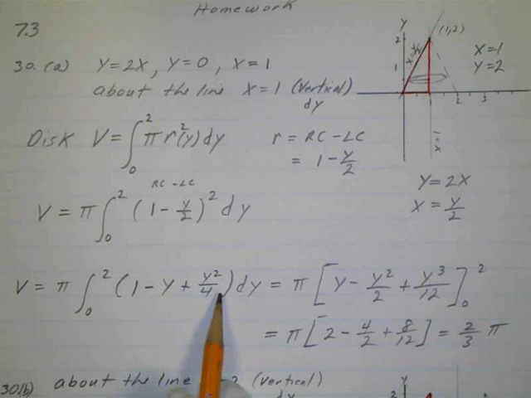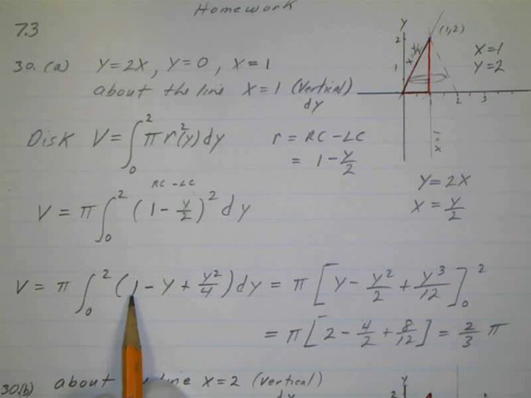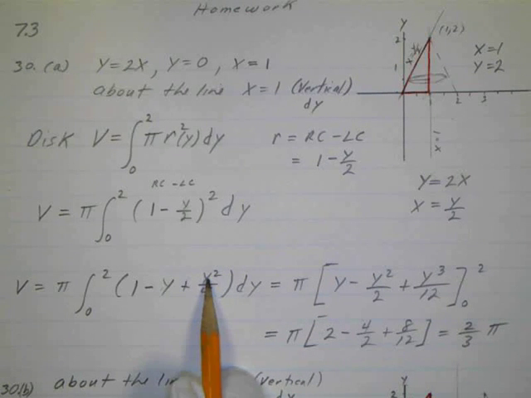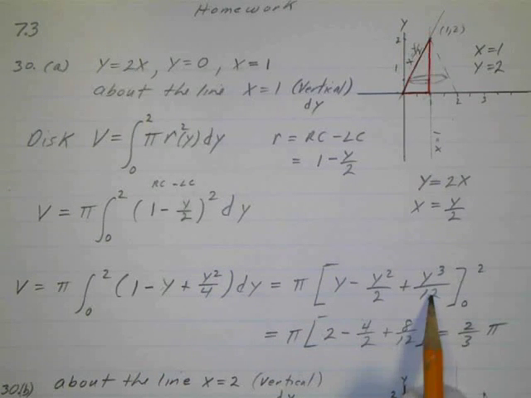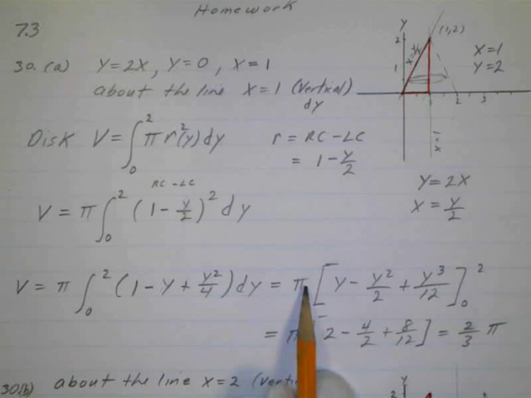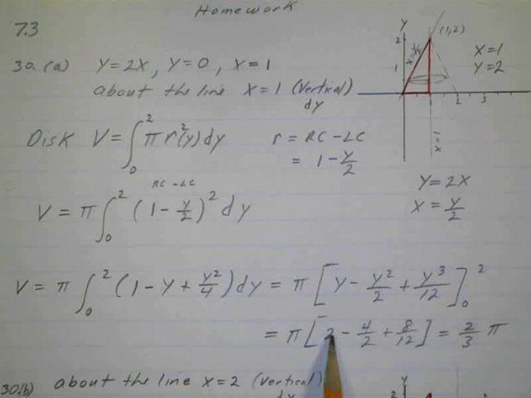dy. Now we're ready to take the antiderivative. The antiderivative of 1 is y. Now the antiderivative of y is y squared over 2, and the antiderivative of y squared over 4, I'm getting ahead of myself, is y to the third over 12. I'm going to evaluate that from 0 to 2. And remember, the pi is still out in front, so I put a 2 there. 2 squared is 4. 2 cubed is 8. And 2 minus 2, 4 over 2 is 2, is just 0, so I just have 8 over 12, which is 2/3, so 2/3 pi.